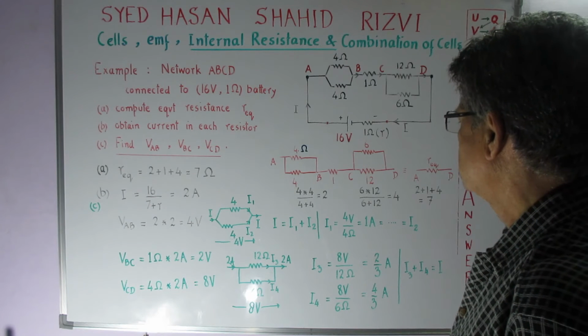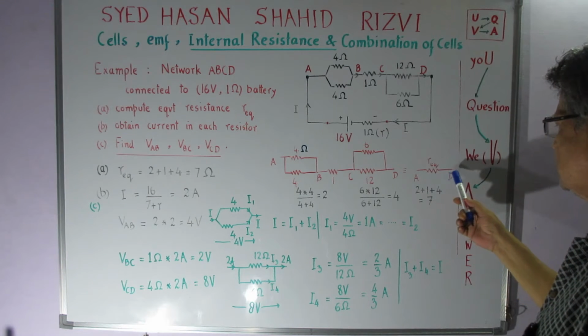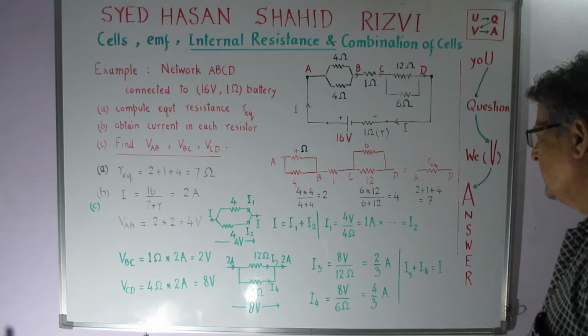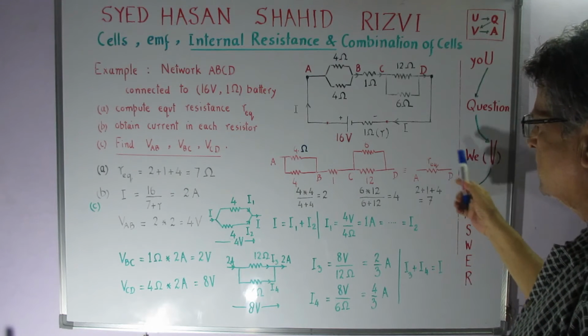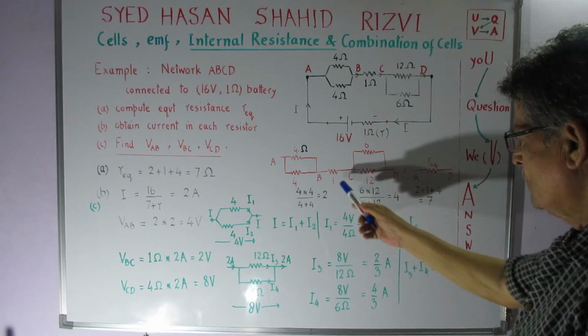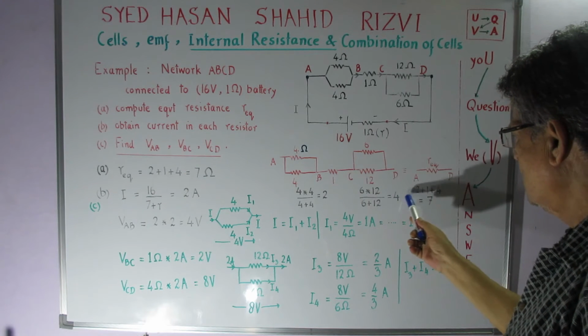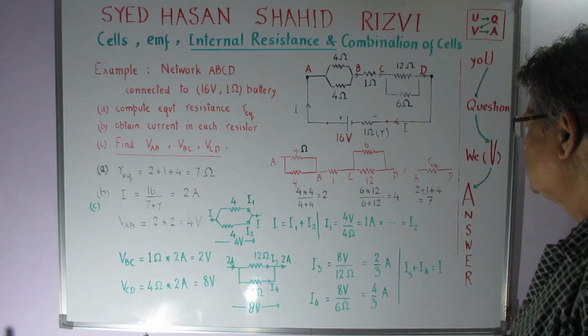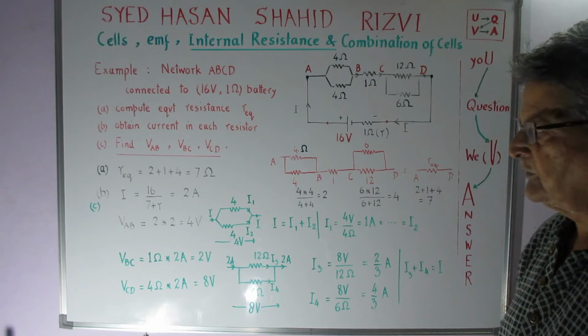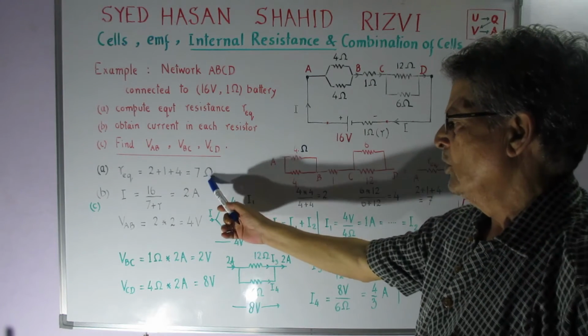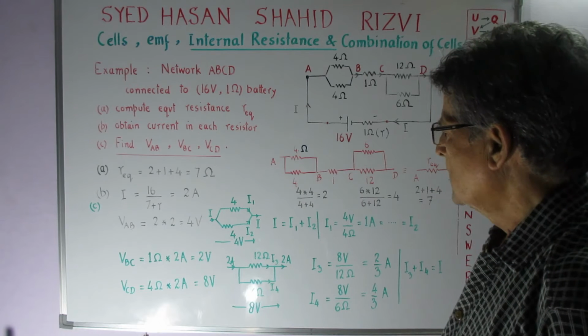So this I have shown as the equivalent resistor over here, made a drawing. So 2 plus 1 plus 4 gives us 7 ohms as the equivalent resistor, which I have written over here, no problem.